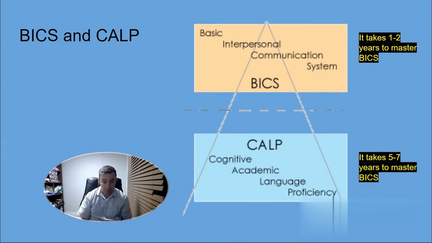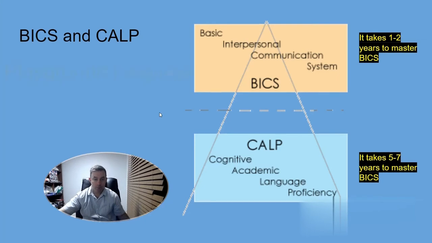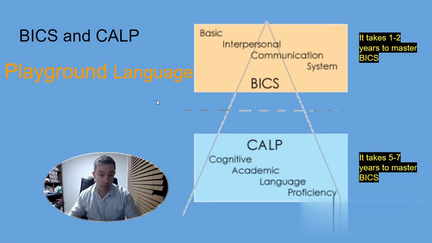BICS and CALP, of course, are a major part of this reading. BICS, you'll remember, is Basic Interpersonal Communication System. That's kind of a fancy way of saying playground talk, right? So playground language is the kind of language that children are likely to use with their friends, with their peers, with their classmates, in an informal context, out on the playground or on the streets, near their houses, whatever.